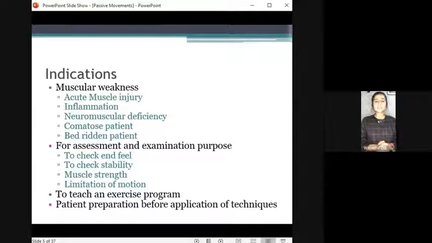The next one is to teach an exercise plan. Suppose you are instructing a patient about a home exercise plan, but he's still not able to understand those movements. You can perform those movements by passive movement for better learning. Then the patient preparation: before the application of all kinds of techniques, passive movements are performed.